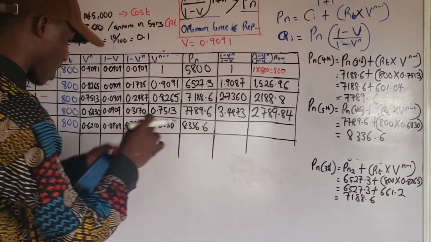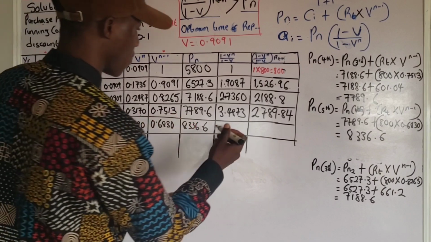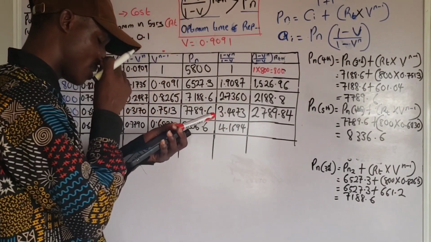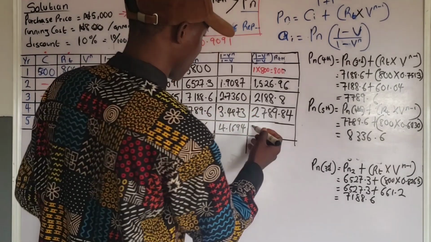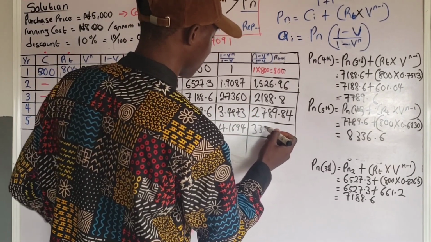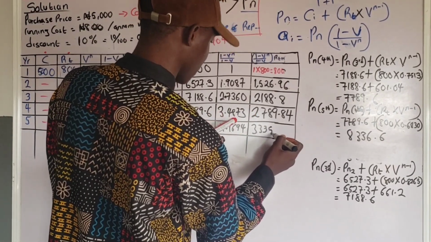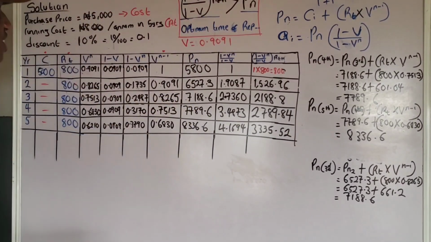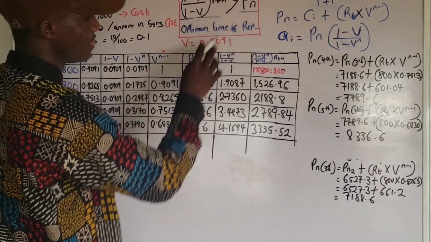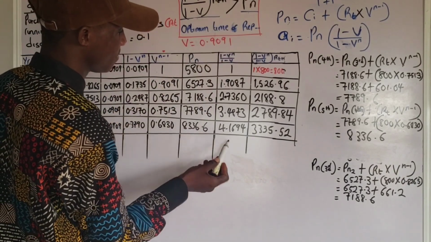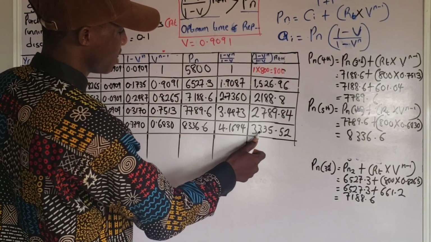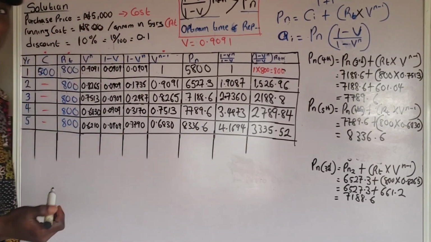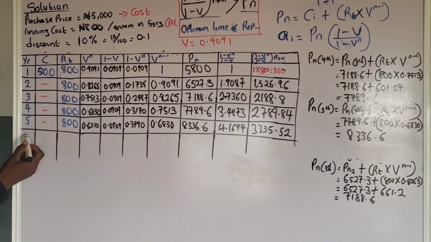Now for this, we are going to have 4.1694, and for this, we are going to have 3,335.52. Okay, so let us check if this is greater than this in the fifth year. You can see that it is not at all. The Pn is still greater than this. So we proceed to year 6.